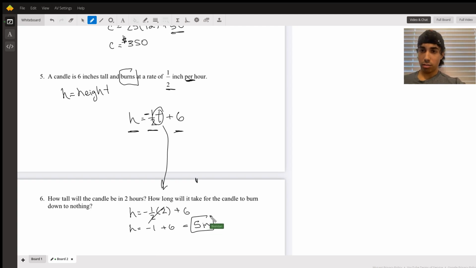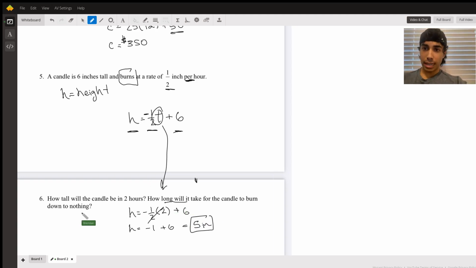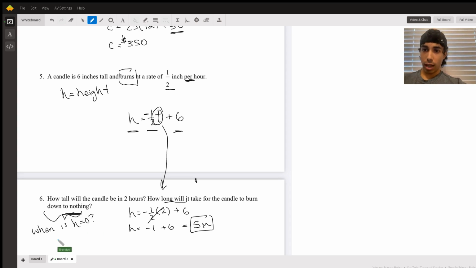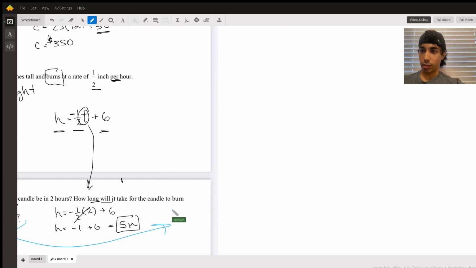So it's 5 inches. And then the second part says, how long will it take to burn down to nothing? So what this is asking is when is height equal to 0. In other words, how much time has passed? We're worried about time here. So I know that my height needs to be equal to 0, and I'm going to solve for t to figure out how much time has passed when that height is equal to 0. So I'm going to take my initial equation and come over here just so I have a little more room.